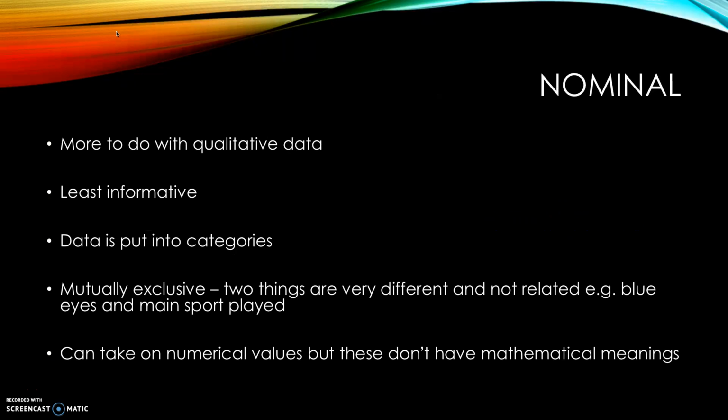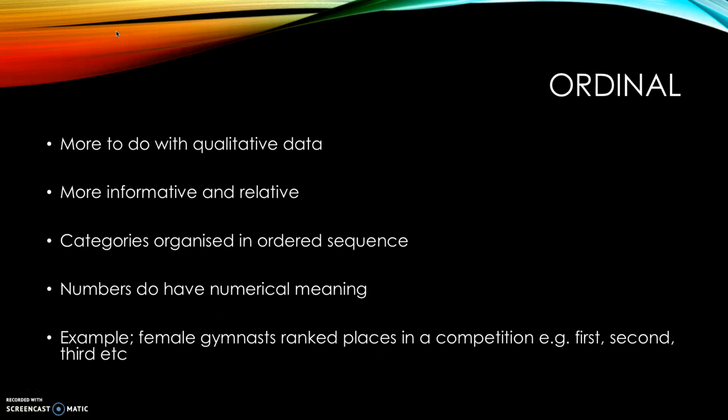So first of all, we have nominal data. This is the least informative, as this data can be put into categories and are mutually exclusive. This just means that two things are very different and so aren't related in any way. For example, blue eyes and main sport played, they're not related in any way. Categorical data can take on numerical values, however they don't have any mathematical meaning, hence it's qualitative and not quantitative.